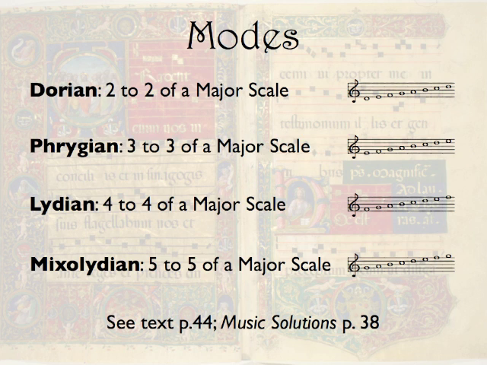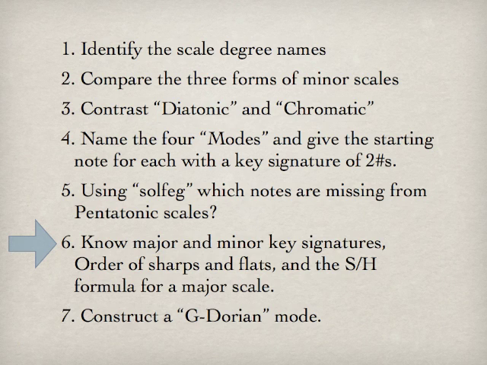So know these four mode types and what note they start on. So if I said write a Dorian mode with a key signature of 2 sharps, the first note of the scale would be an E. 2 sharps is the key of D. The second note of a D scale is E. So that's how you find that out.